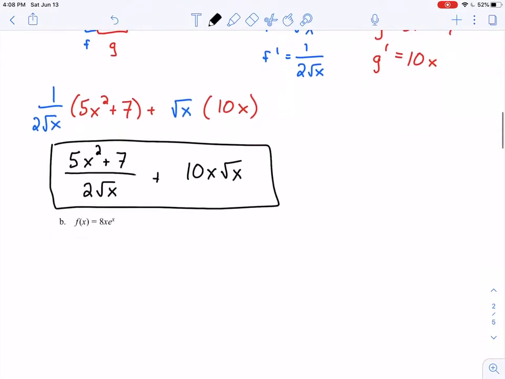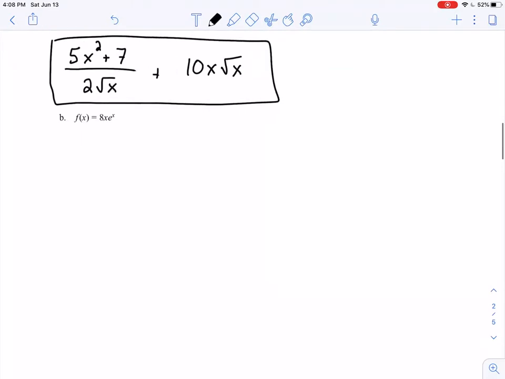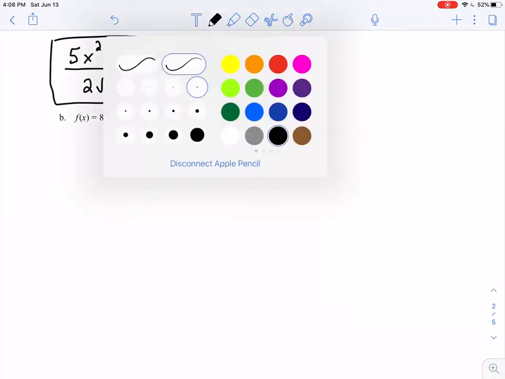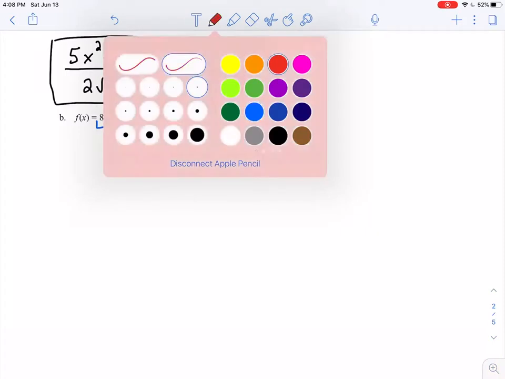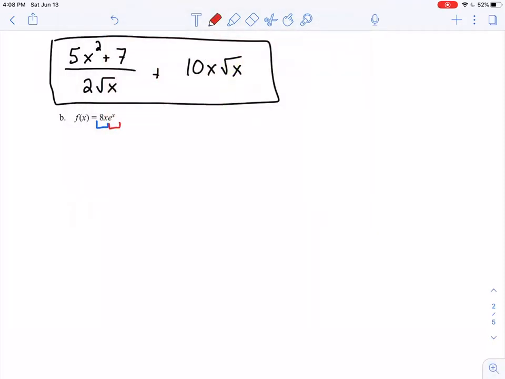All right, let's look at one more here. f of x equals 8x e to the x. So here, this is like that function I was talking about earlier. Here I have 8x times e to the x. There's really not a great way to simplify this. There is no way around this rule other than to use the product rule. There's just no getting around it.